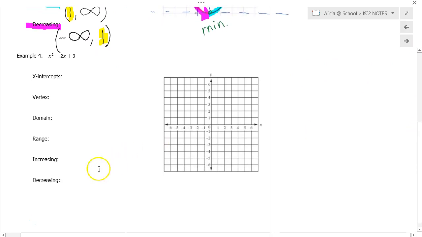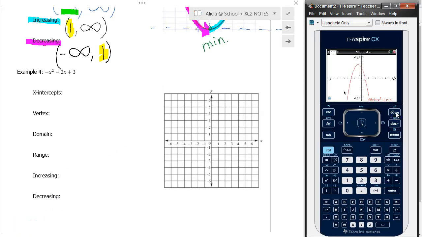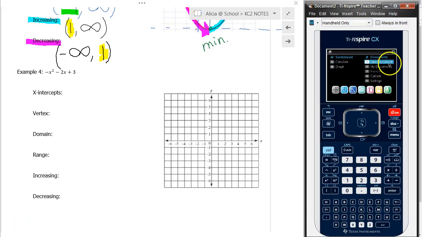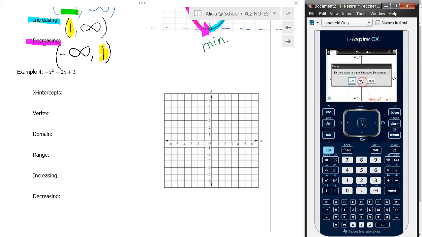So if you don't have your calculator, go ahead and press pause and get your calculator. So we're going to go ahead and plug in that function. No, we never want to save. Yes, we want to add a graph, and I'm going to type in negative x squared minus 2x plus 3. My x-intercepts, I can easily count them to be at negative 3 and a positive 1.